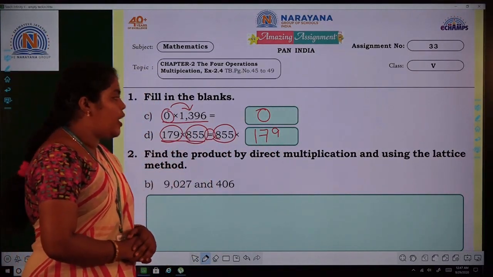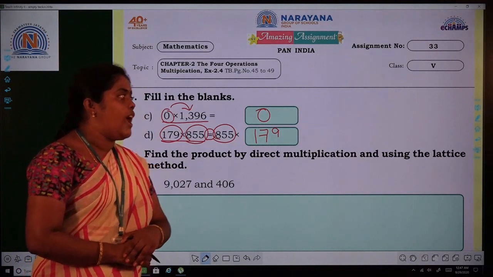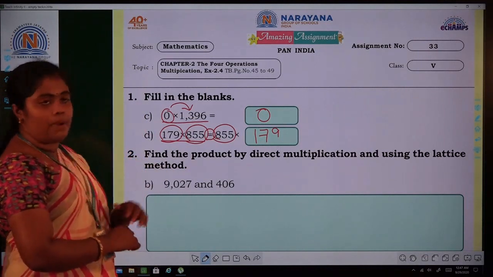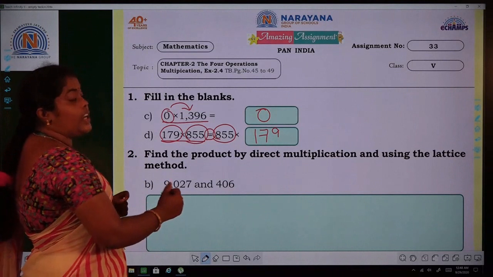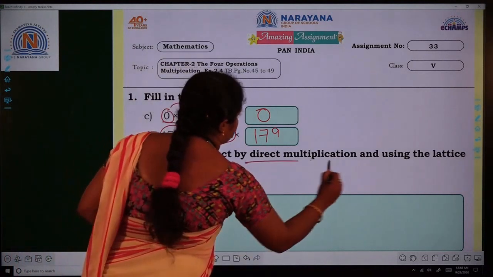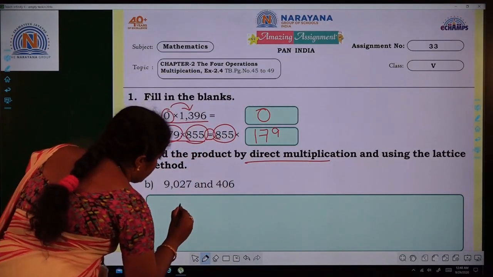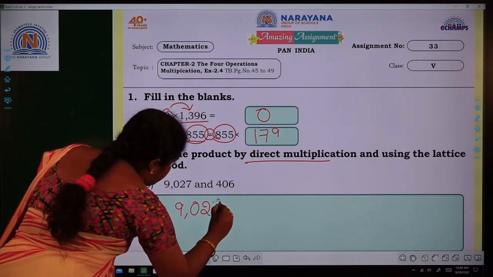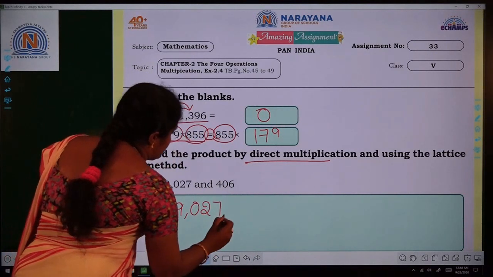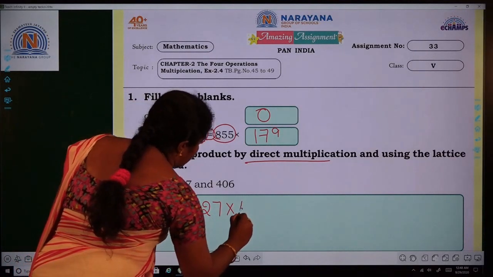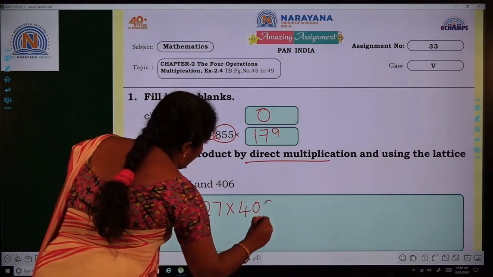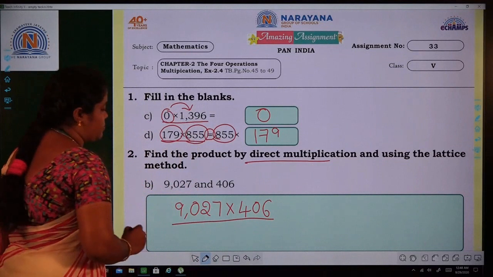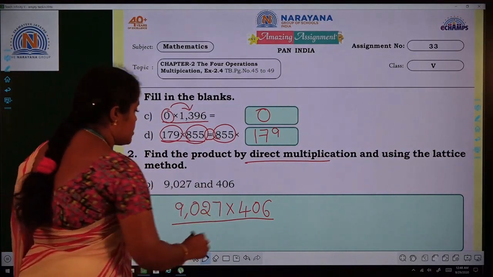Find the product by direct multiplication and using the lattice method. So we have to first do the direct multiplication method. Multiplicand is 9027 and the multiplier is 406. We have to find the product. Start with ones place onwards.